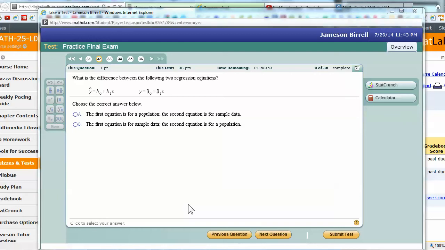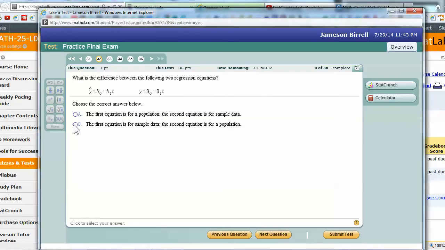All right, practice final exam. This is question number 32. What's the difference between the following two regression equations? Well, one is for the statistics, and then one is for the parameters. So let's see. The first equation is for population.